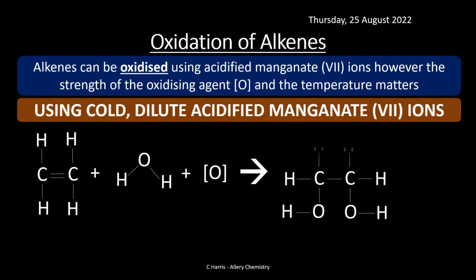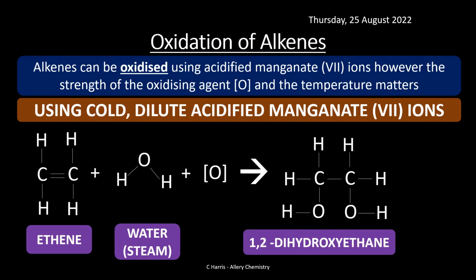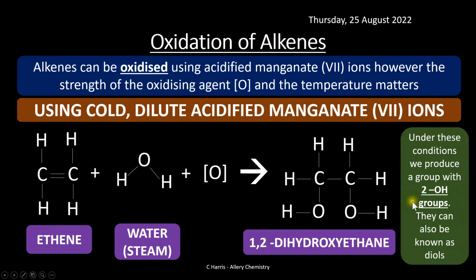So you've got your alkene. We're going to react it with water, and we're going to have your oxidizing agent. Now, when you use an acidified manganate that's cold, we haven't heated up the oxidizing agent, then we get a diol. We get 1,2-dihydroxyethane. So we form a diol here. Effectively, we're adding water and a catalyst to form your diol. So under these conditions, we produce 2 OH groups and we call them diols. So just be aware of that.